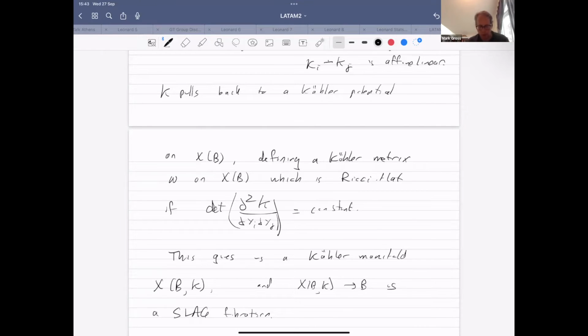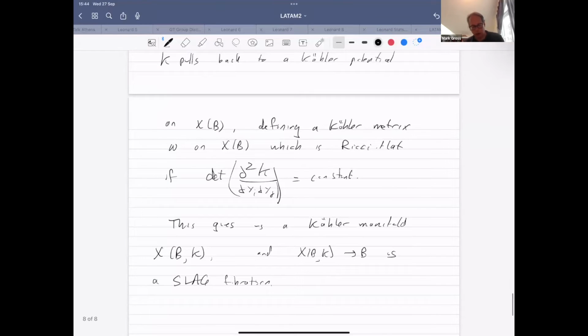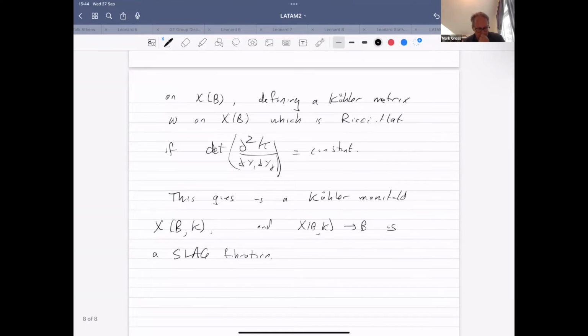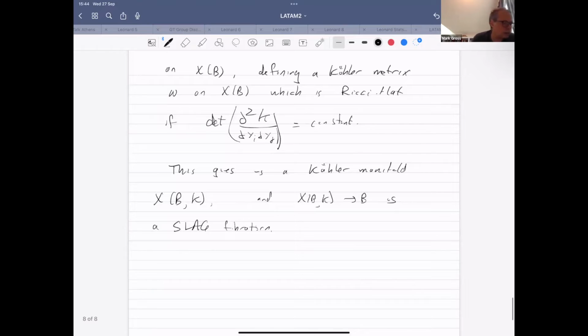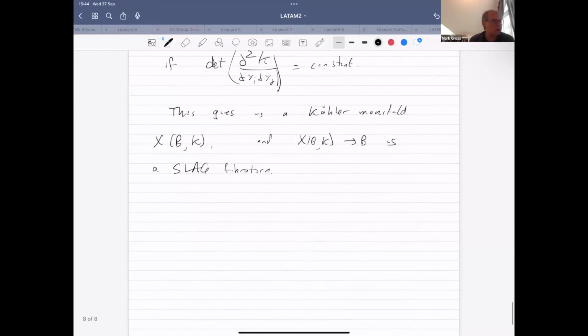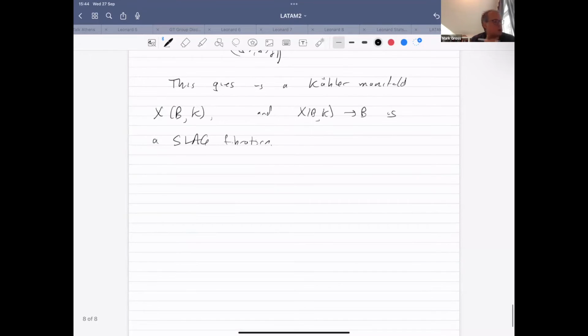Okay, so if you have this data of B with a strictly convex multi-valued function, you can cook up a Kähler potential, and you could get a Kähler manifold. Now, what about the other one, the X check of B? Well, it's easier to explain that in the context of a process called the Legendre transform.